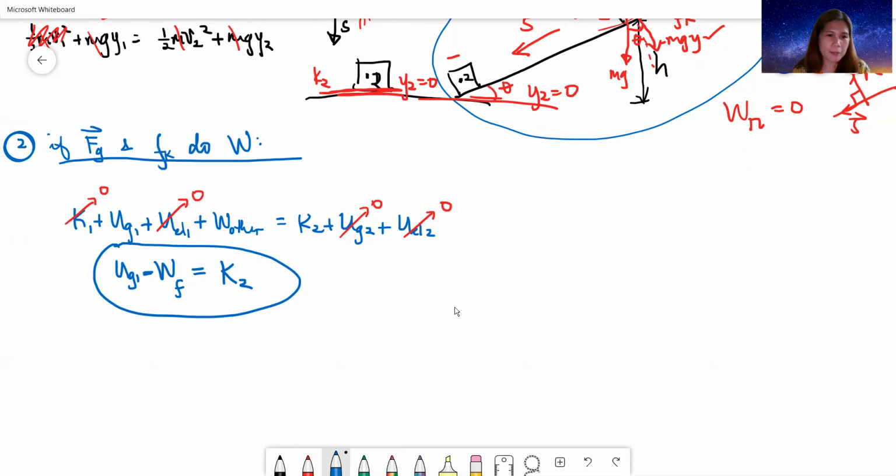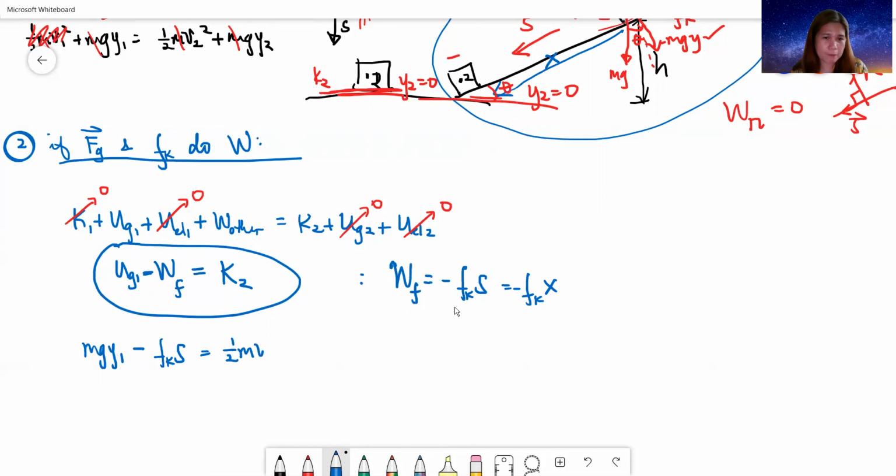Tapos, simplify mo na ulit, this becomes mgy1 for UG1 minus, how do you get the work by friction? So, work by friction is still negative. Ayan, nilagay mo na si negative. Force, the force is friction, kinetic, times the displacement, the S. So, this becomes, tapos, kung alam natin ang value nito in x, pwede na actually equals friction, kinetic times x. So, this becomes kinetic friction times, let's say, x sub 2. Kung equal siya kay x sub 2, o pwedeng s na lang. Basta distance between initial and final yan. And then equals 1/2 mv2 squared.